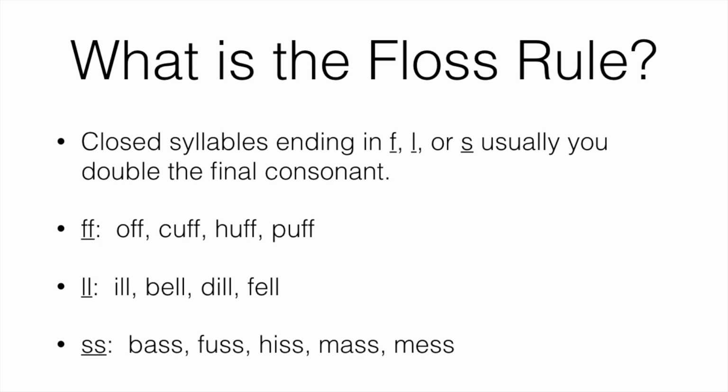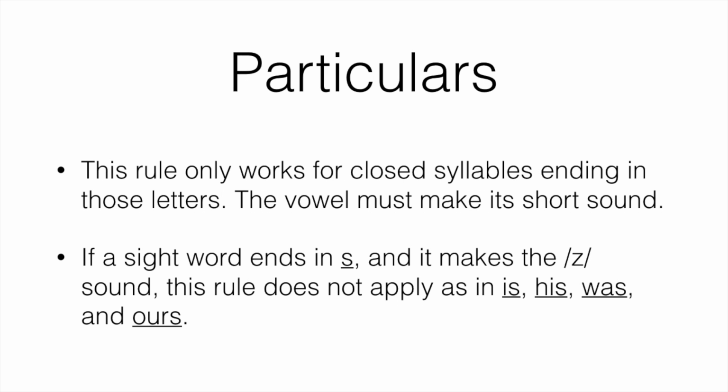S. When a word ends with those three letters, when a closed syllable ends with those three letters, you need to know to double the F, the L, or the S. And there are some example words on the slide in front of you. You also need to know that this rule works for closed syllables ending in those letters, but also, in particular, the letter S must be making its S sound in order for this to apply.